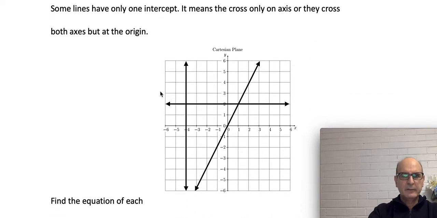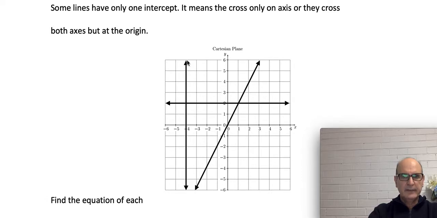Here I've got some examples of them. That is a straight line with one intercept. It only crosses the x-axis and doesn't cross the y-axis at all. This is another line with one intercept. This time it only crosses the y-axis and doesn't cross the x-axis at all.